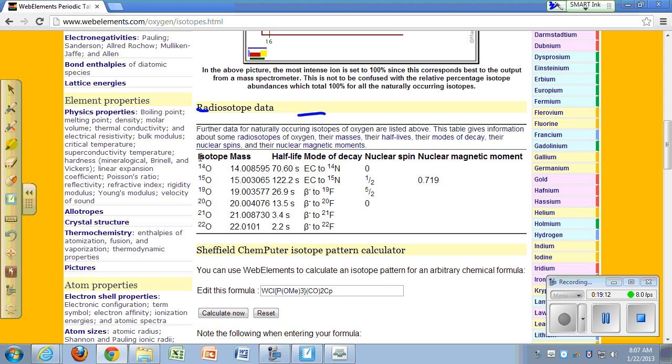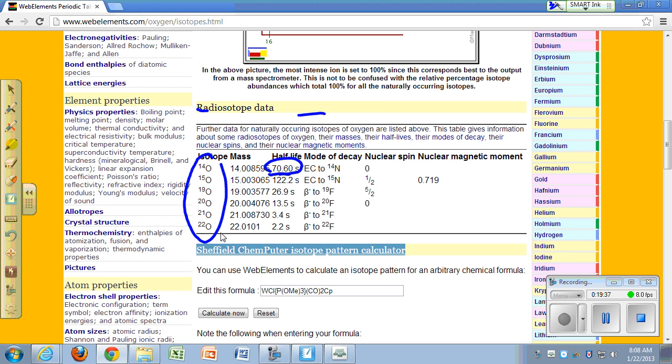And here are some examples of what we call radioisotopes, isotopes of oxygen that are unstable. You'll notice here that you have the half-life for oxygen 14, for example, 70.6 seconds. In other words, if you have a way to create oxygen 14 in the lab, half of it will be gone in 70.6 seconds. So that's how unstable it is. Oxygen 22 has a half-life of 2.2 seconds. 2.2 seconds after you create a bunch of oxygen 22 atoms, if you could do that in the lab, half of those would be gone. Another 2.2 seconds, another half of those would be gone.